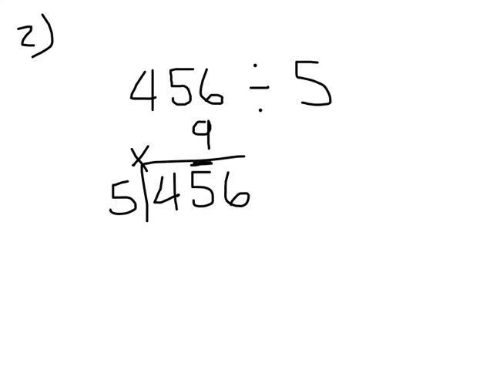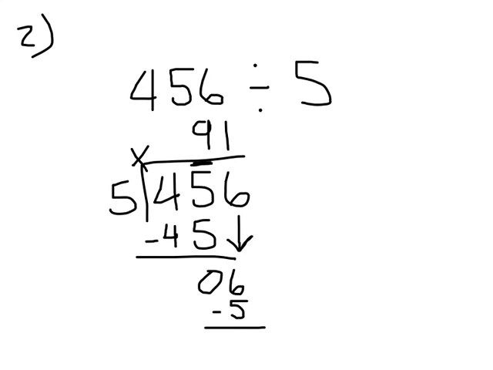Next I need to multiply. What's 9 times 5? It's 45. When I subtract 45 minus 45, how many tens do I have left? I have 0 tens. Bring down my 6. Now I can divide 6 ones by 5. How many times does 5 go into 6? 5 goes into 6 one time. 1 times 5 is 5. When I subtract, how many do I have left over? I have 1 left over. So the answer is 91, remainder 1.